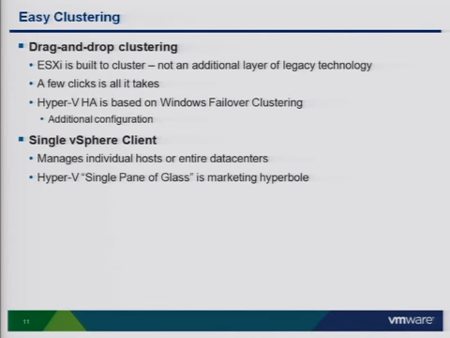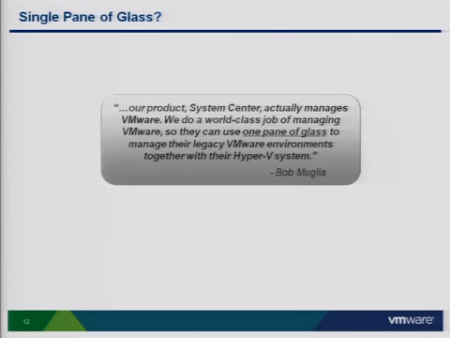In fact, Hyper-V, Microsoft has this single pane of glass term they like to use, but it's really marketing hyperbole because they have so many utilities to get a Hyper-V environment up and running. In fact, I really got a kick out of this quote from Bob Muglia sometime last year. He's the president of the Server and Tools division at Microsoft, and he went on to say what you see on the screen there, essentially saying, vSphere customers can benefit from System Center. You can have a single pane of glass to manage all your Microsoft stuff and all your VMware stuff.